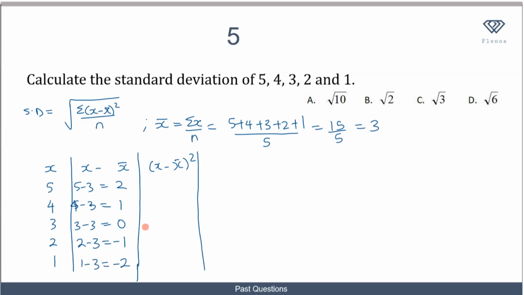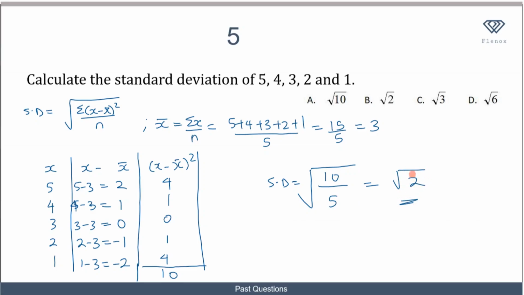Now when I square all this, 2 squared gives me 4, 1 squared gives me 1, 0 squared gives me 0, minus 1 squared gives me 1, and minus 2 squared gives me 4. When I sum all this together, 4 plus 1 plus 0 plus 1 plus 4 gives me 10. So my standard deviation will be equal to the square root of the summation of my x minus x bar squared, found to be 10, over the total numbers that I have here, 1, 2, 3, 4, 5, so 5 numbers. That is the square root of 10 divided by 5, which is 2. So the standard deviation is the square root of 2, and that makes B the correct answer.